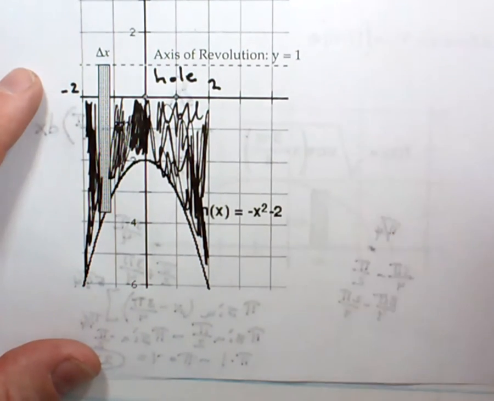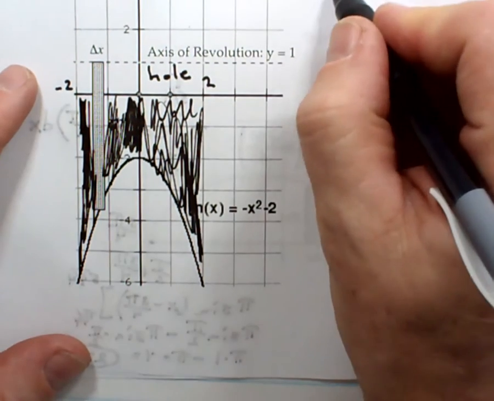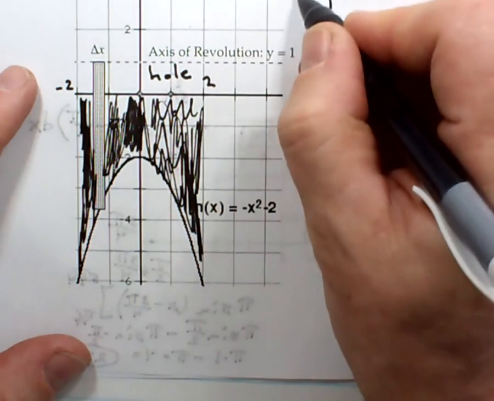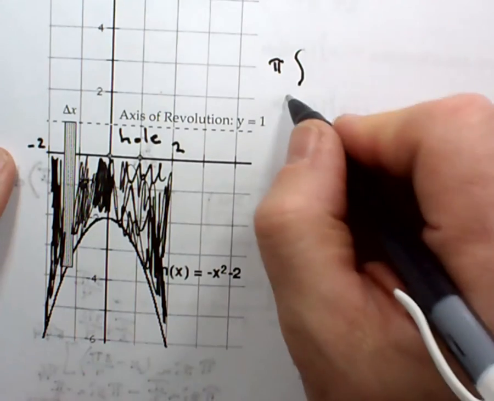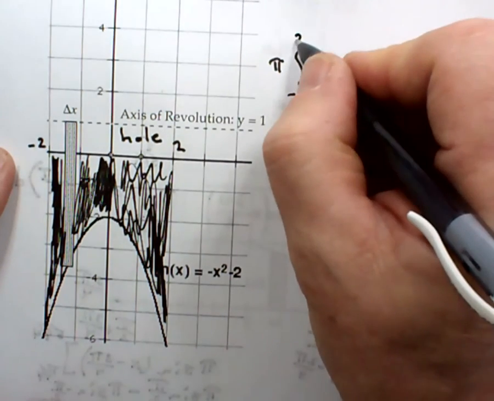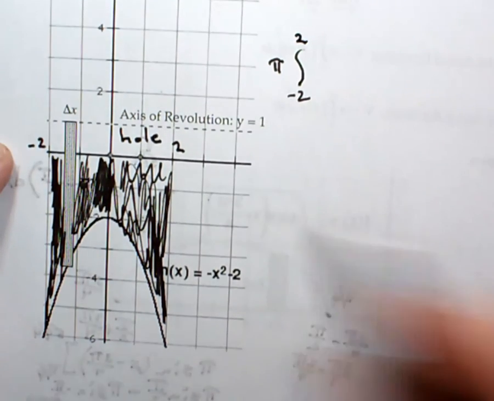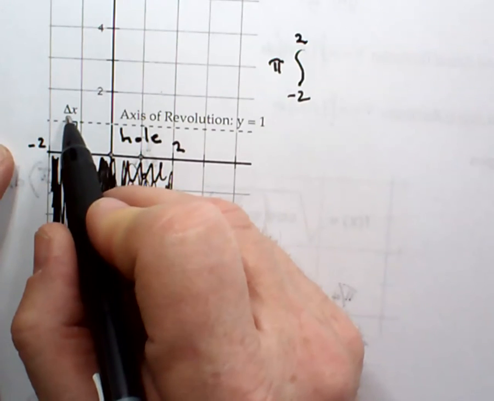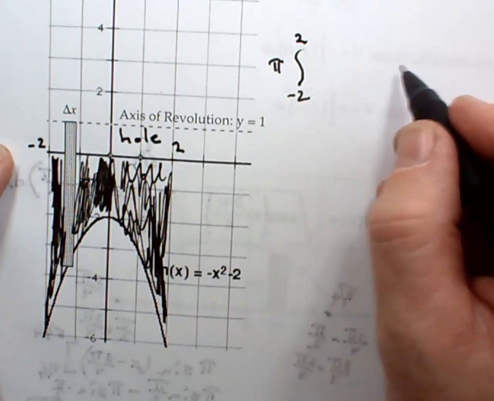All right. So I'm going to integrate. Here's pi. And I'm going to go from -2 to 2. Notice I have delta x right here, correct? So I'm going to have dx.